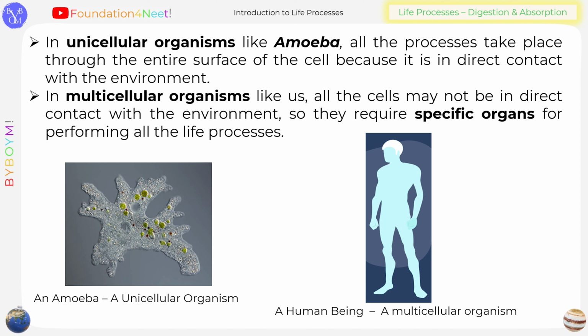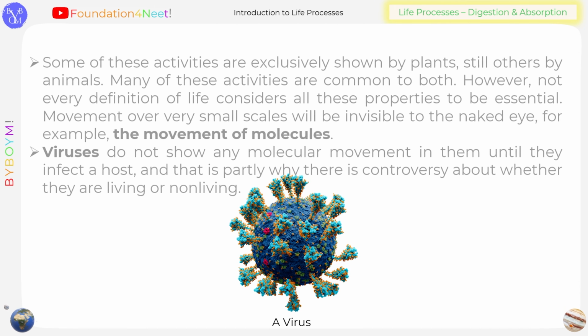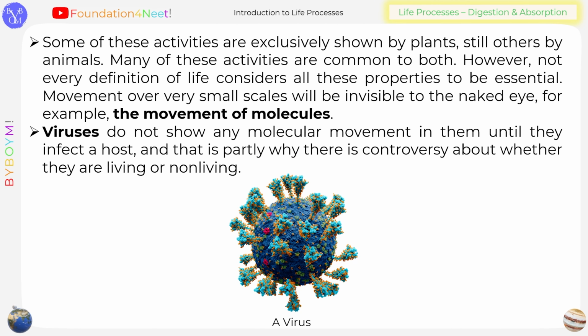But in multicellular organisms like us, the cells may not be in direct contact. The inner cells, the inner mass, is not in direct contact with the environment, and thus specific organs are required for performing life processes, such as you need a heart for the transportation of material, you need lungs for gaseous exchange. Some of the activities are exclusively shown by plants, still others by animals. Some are common to both.